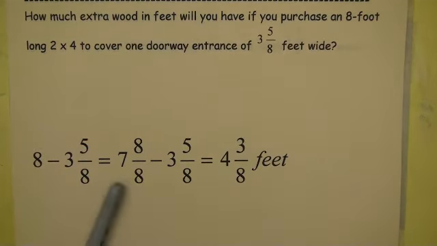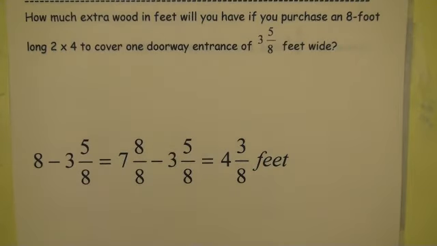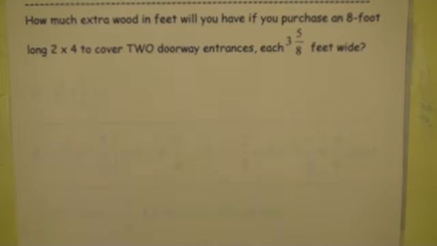Otherwise, you could do this. You can call this 8. Obviously, 7 and 8/8 is equivalent to 8. So you can just take 8 minus 3 5/8. So therefore, you do 7 minus 3 is 4, 8 minus 5 is 3. You're all done. Next one.